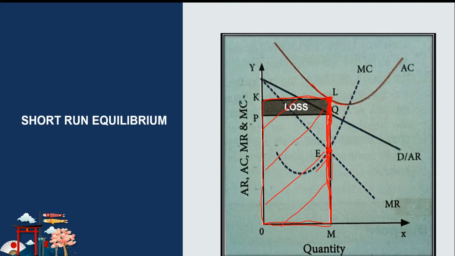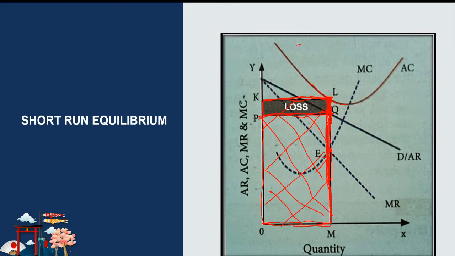Okay. Next, I have to find out the total revenue. Where is the revenue curve? The revenue curve is here. So I draw a line from the revenue curve to the y-axis. So this is my total revenue: O, M, Q and P. This part is my total revenue. So which is more? The total cost is more than the total revenue. When I subtract, I get loss. How much is my loss? P, Q, L, K is my loss. This region is my loss.